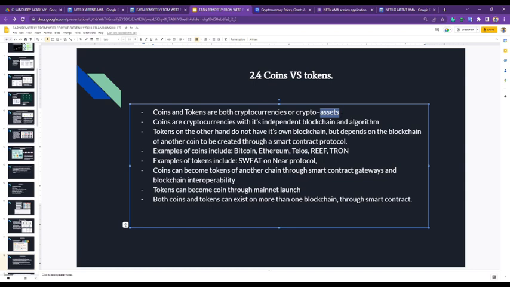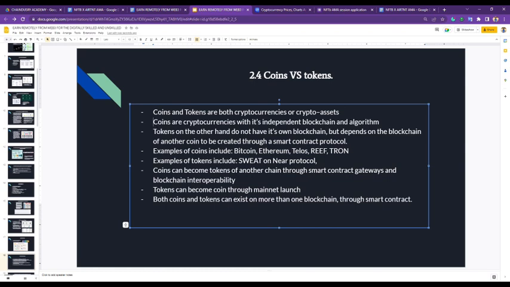So coins are cryptocurrencies with their independent blockchain and algorithm. Coins have their own blockchain, and the blockchain always has an explorer where you can explore transactions, and they will have miners, validators, or whatever the chain might want to call them, people that validate transactions. And they also have an operating algorithm, which can be proof of work, proof of stake, delegated proof of stake, proof of whatever they are running on.